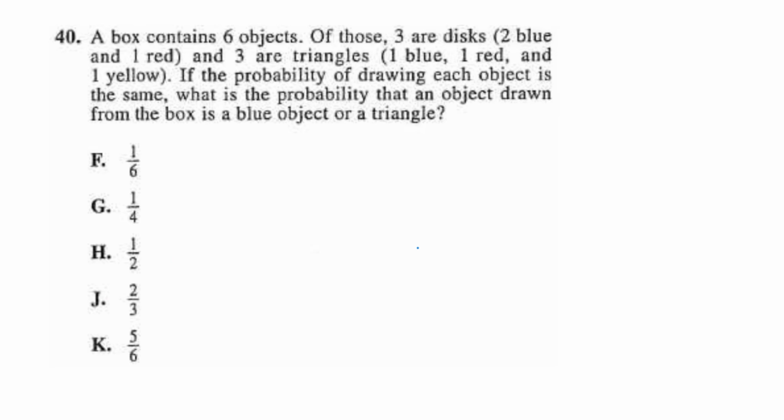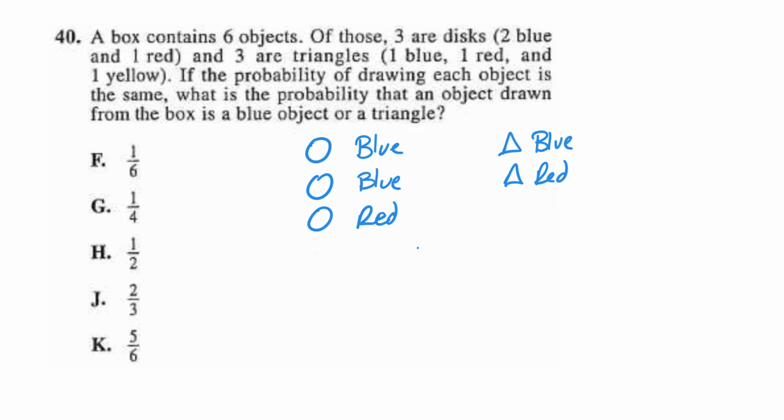So as we look at this, I hope that we do a little bit of illustrating. Make sure you're writing on your sheet of paper here. It says a box containing 6 objects. Of these, there are 3 discs. Draw little circles here. 2 of them are blue, and 1 of them is red. And it says there are 3 triangles, 1 of which is blue, 1 is red, and 1 is yellow.